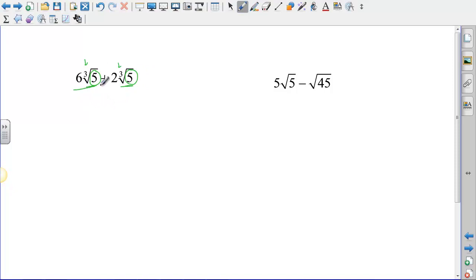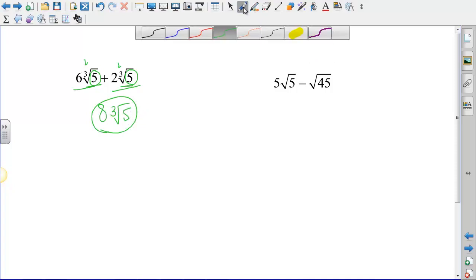If I have 6 cube roots of 5 and I add 2 cube roots of 5, I now have a total of 8 cube roots of 5. That's it. That's as much as I can do. I can't simplify the cube root of 5 anymore, and I can't do anything with that 8.